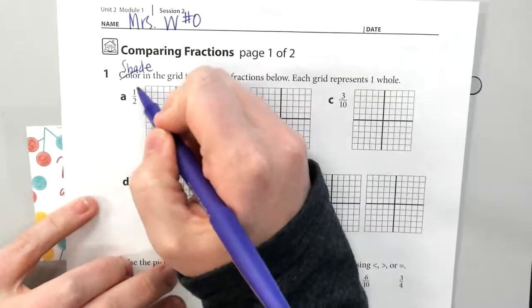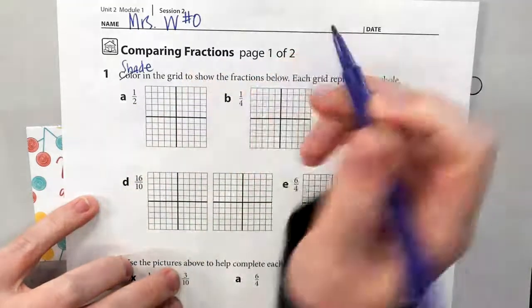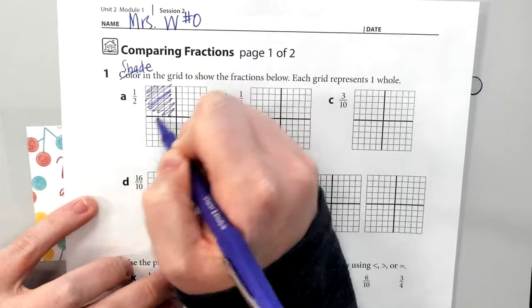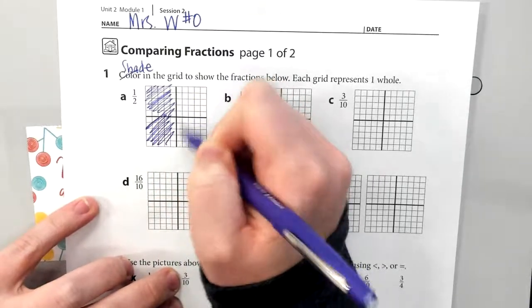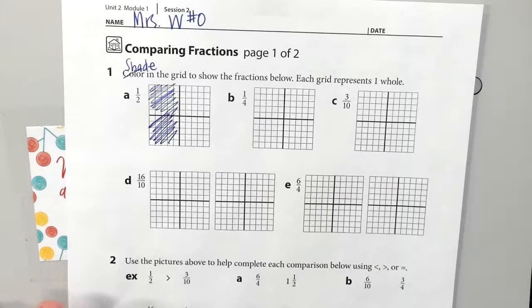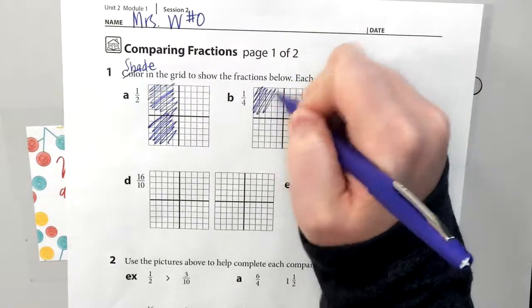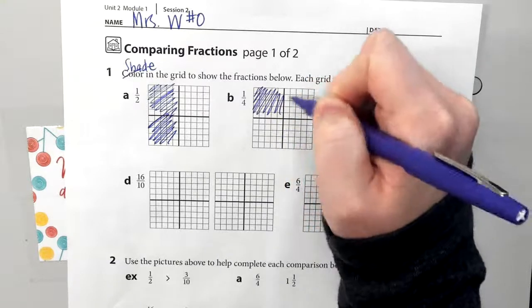Okay, so when I was working with 1/2, I had 50 cents. And if you remember, this was 25 cents, this was 50 cents. So half of my grid, that's an easy one. 1/4 was the same as a quarter. I'm shading in 1 out of the 4 pieces.